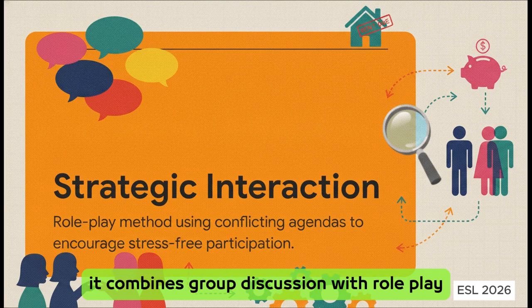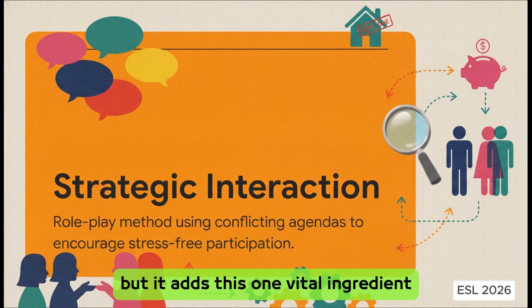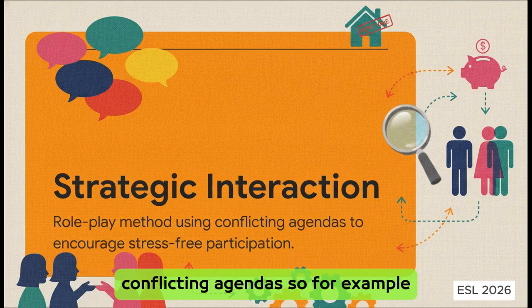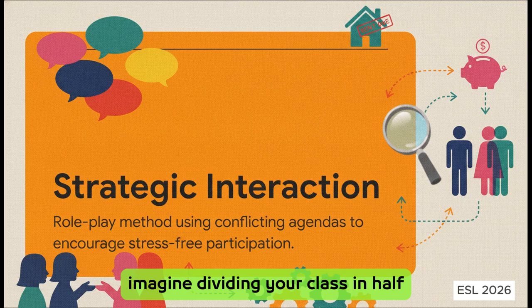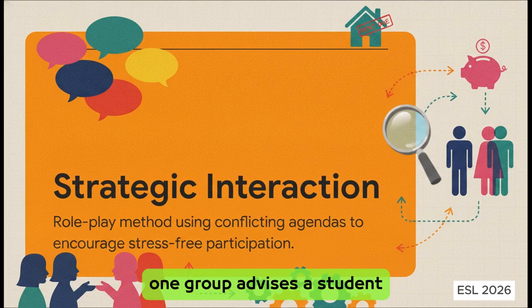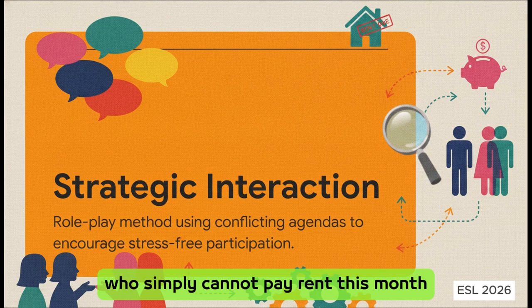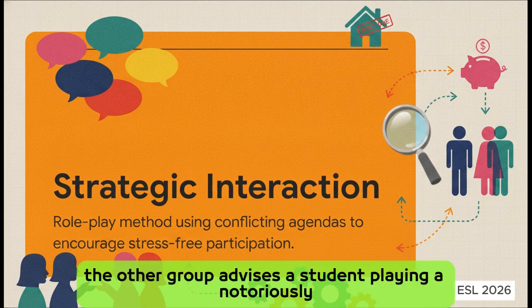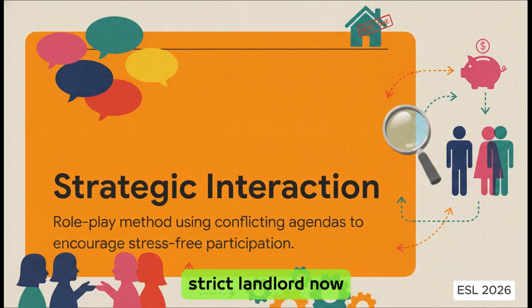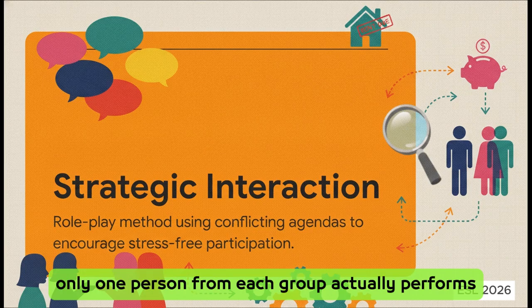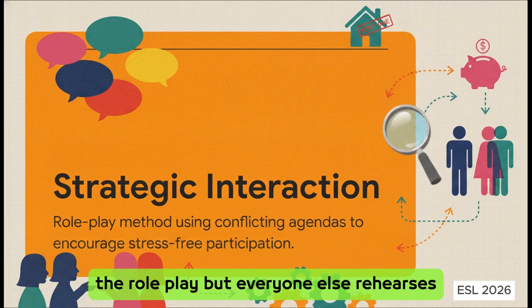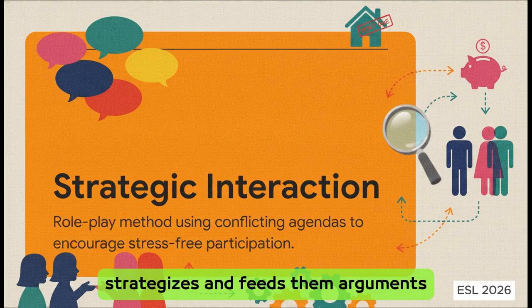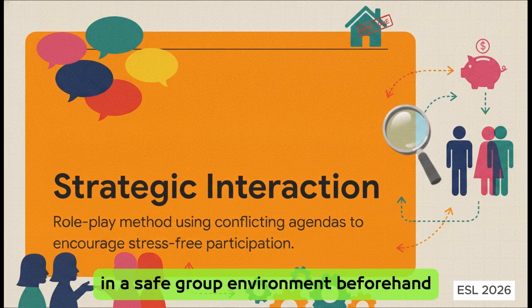Basically, it combines group discussion with role play, but it adds this one vital ingredient: conflicting agendas. So, for example, imagine dividing your class in half. One group advises a student who's playing a desperate tenant who simply cannot pay rent this month. Meanwhile, the other group advises a student playing a notoriously strict landlord. Now, only one person from each group actually performs the role play, but everyone else rehearses, strategizes, and feeds them arguments in a safe group environment beforehand.